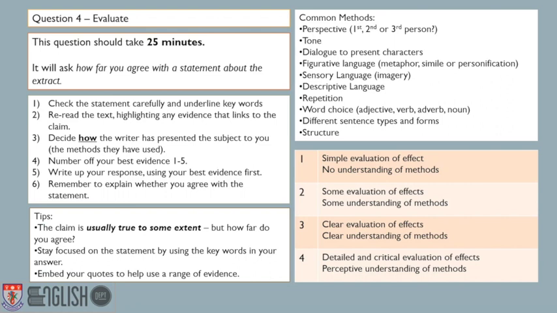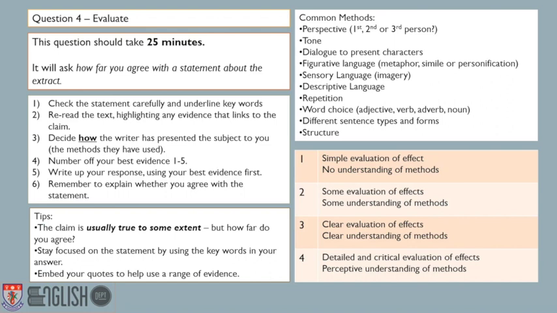Has the writer used any repetitions? Has the writer used particular word choices or different sentence types? And finally, how has the writer structured it? So ideas from question 2 and question 3, you can reuse some of those ideas in the evaluate question, particularly if you focused on structure and you think that structure is really helping to create this dark tone, then there's absolutely nothing stopping you from reusing an idea that you used in question 3 in question 4.